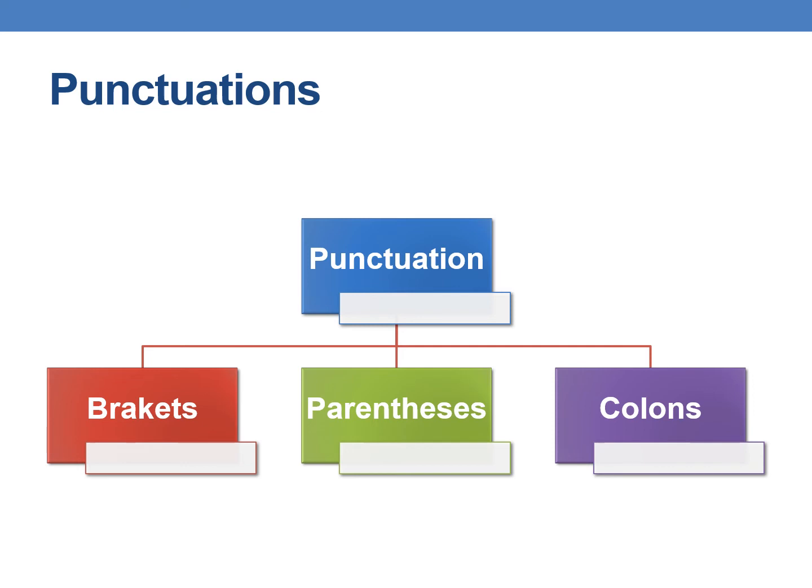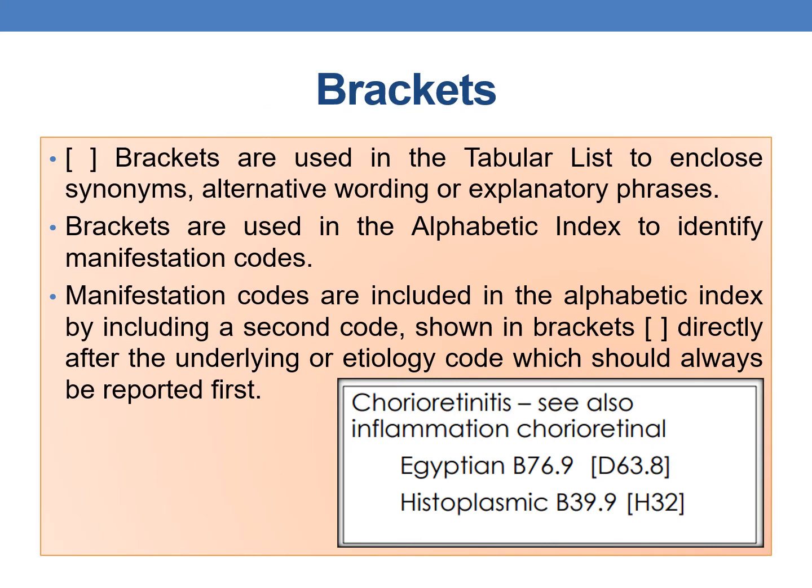Now coming to the next convention, that is punctuations. There are three types of punctuations in the ICD-10-CM. The first one is brackets, next is parentheses, and the next is colons. Now coming to brackets. As we know, ICD-10-CM is categorized into the tabular list and the alphabetic index. The brackets are used in the tabular list to enclose synonyms, alternative wordings, or explanatory phrases, whereas brackets are used in the alphabetic index to identify manifestation codes. Manifestation codes are the secondary disease conditions which arise due to a primary disease condition.